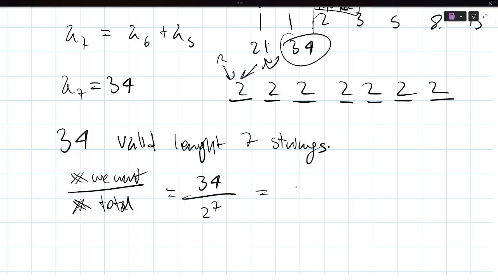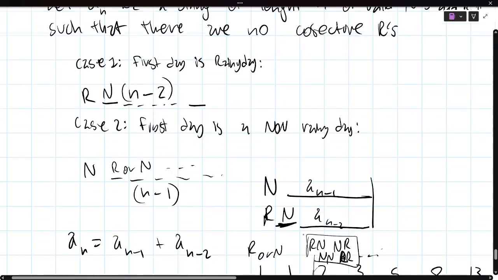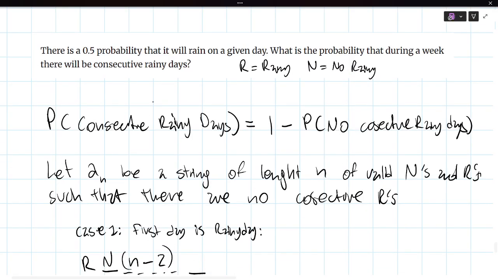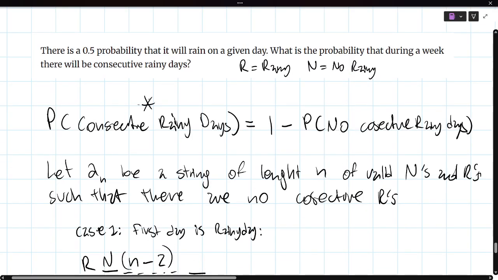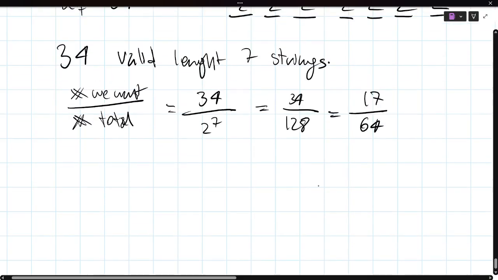2 to the 7. I should know what this is. I know 2 to the 6 is 64, so 128. 34 over 128, and this can be simplified to what's that? 17 over 64? Yes. So again, I'm going to call this, let's say, star. So what we want is probability star.